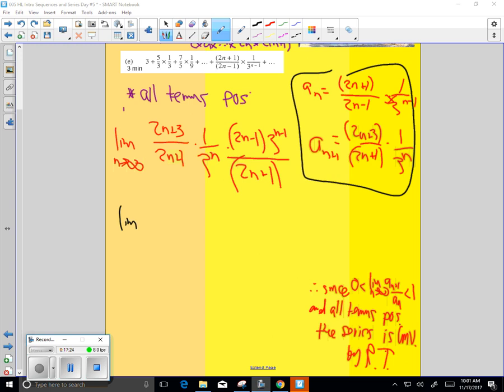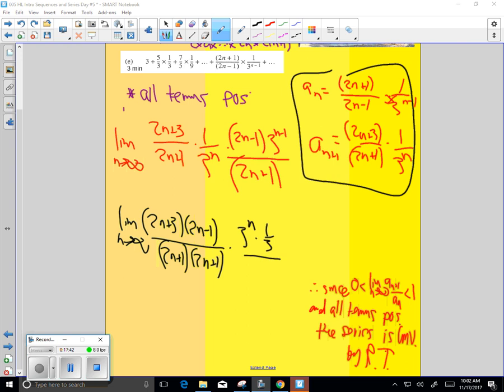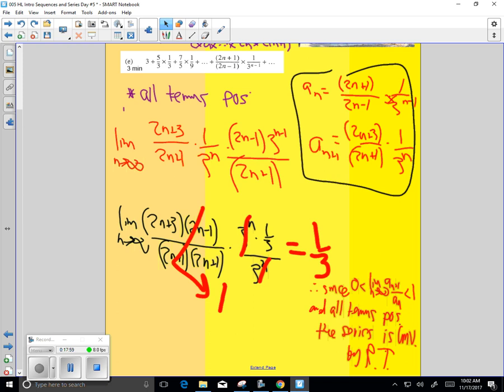So you get the limit, n approaches infinity, of 2n plus 3 times 2n minus 1 over 2n plus 1 times 2n plus 1. And then in the top, it's going to be 3 to the n times a third over 3 to the n. Is that little 1/3 very important? That little 3 to the negative 1, that little tiny thing? Yeah, because everything's going to cancel out. This is all going to go to 1, so you're going to be left with 1/3. And so you'll have the same thing as that for your final statement.